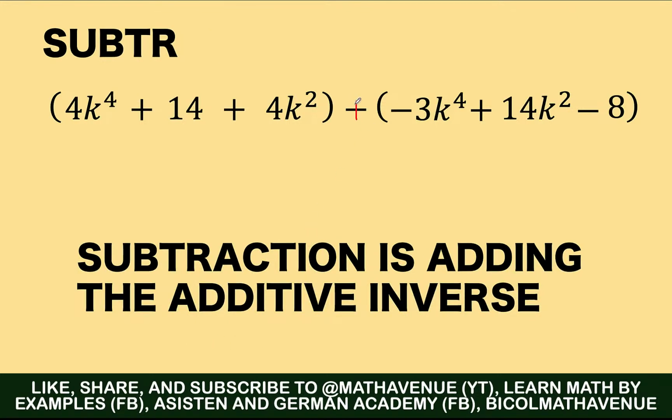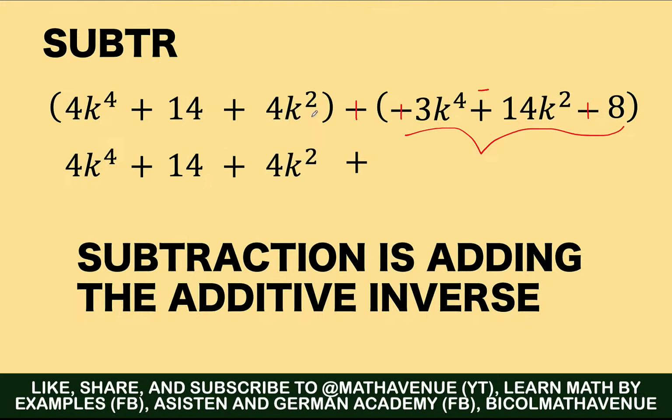So if we make this subtraction into addition, we are going to get the additive inverses of all these terms inside this parenthesis. So this negative becomes positive, this positive becomes negative, and this negative becomes positive. So this is now how this problem looks like. We copy all the terms preceded by plus sign, no problem about that. But when you have a negative sign turned to positive, change the sign of all those terms inside the parenthesis.